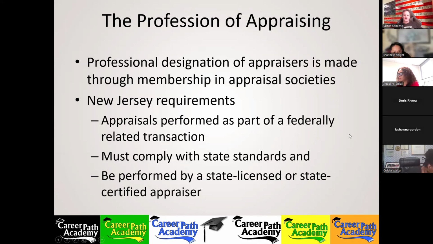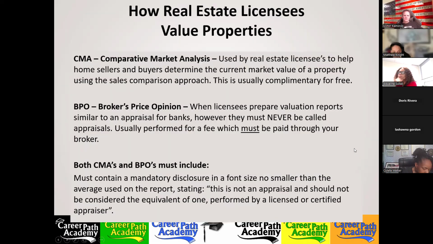Appraisals are performed as part of federally related transactions. They must comply with state standards and be performed by state licensed or certified appraisers. We as real estate agents do CMAs. That's a comparative market analysis used by real estate licensees to help home sellers and buyers determine the current market value of a property using the sales comparison approach. This is usually complimentary, for free.